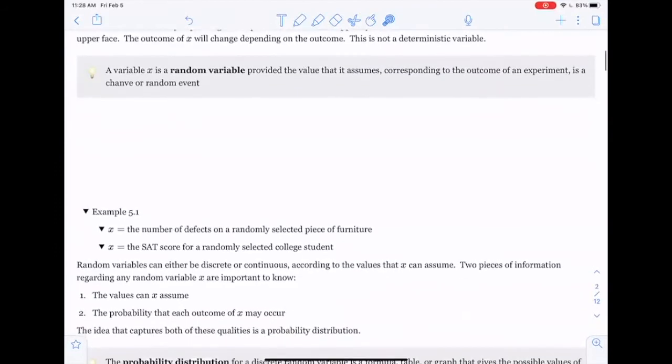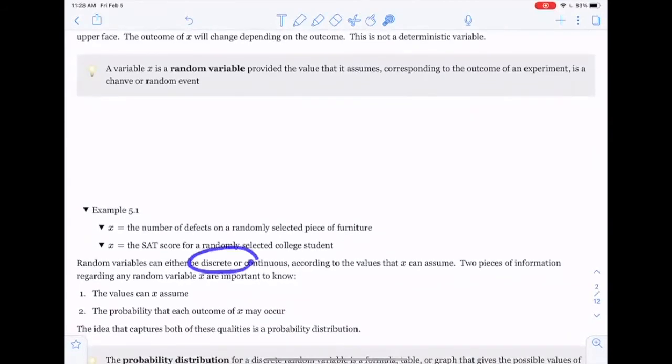And so each of these random variables can either be discrete or continuous, depending on the values that x can assume. And for chapter 5, we're really going to refer to just discrete random variables, things that we can count. When we introduce the normal distribution in chapter 6 and so on, that's when we'll talk about continuous random variables. But in any event, what we need to know are two things. We need two pieces of information when we speak about any type of random variable x.